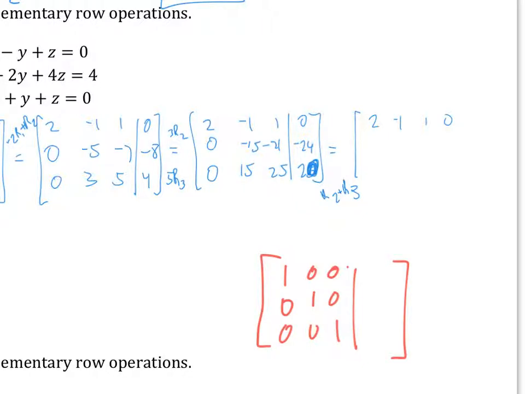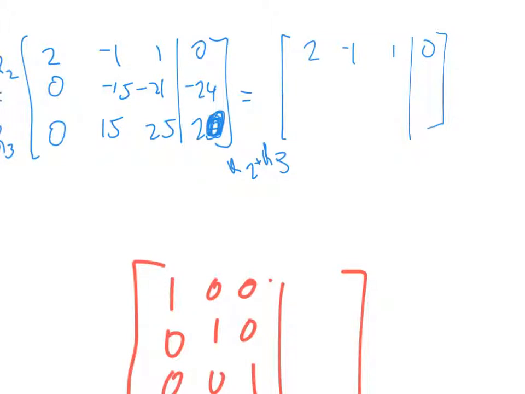All right. Copying down the first row, we got that there. Let's go ahead and add the rows. 0 plus 0 is 0. And -15 plus 15 is 0. And -21 plus 25 is 4. -24 plus 20 is -4.